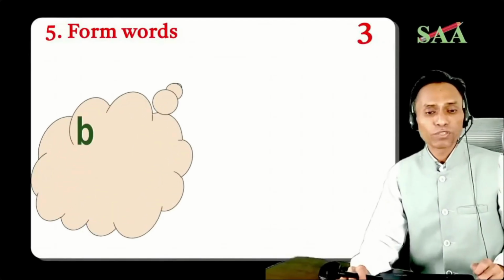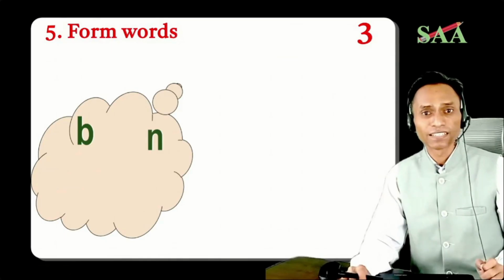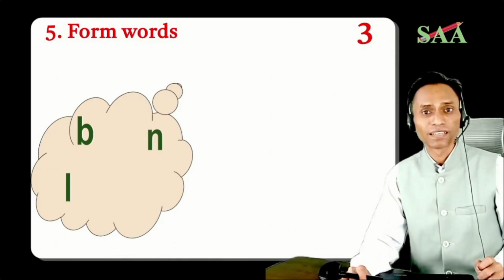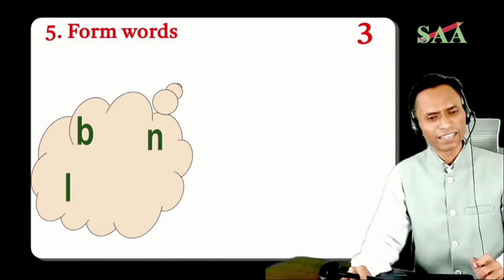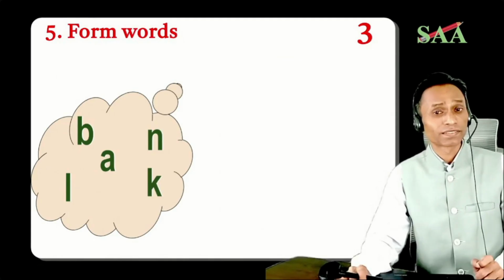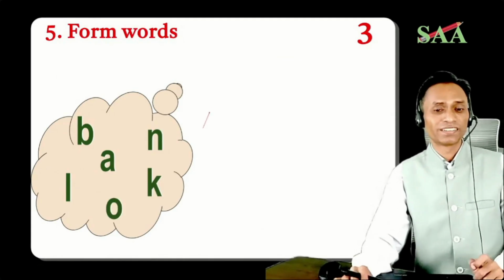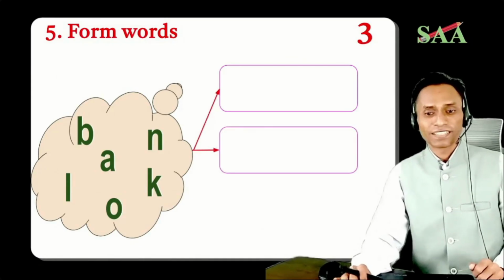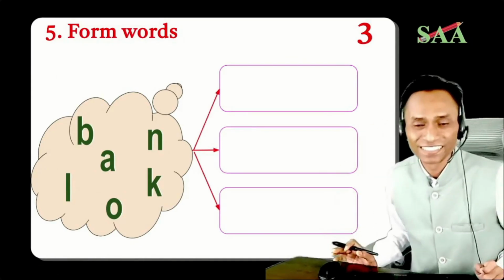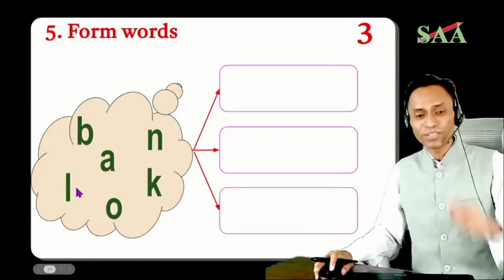Now we have to form words. Okay. Here, which letter is this, Gaurav? B. Okay. Here, L. Okay. Here, A. Good. O. Good. Now, can you form words using these letters? Ball. B-A-L-L. Ball. Good.